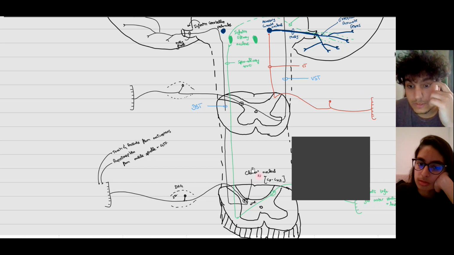Now, if you remember, Clarke's nucleus is only present from C8 to L2 or L3. It is not present anywhere else. And for the other tracts that have synapses in your lateral gray horn, they are just called lateral horn nuclei.